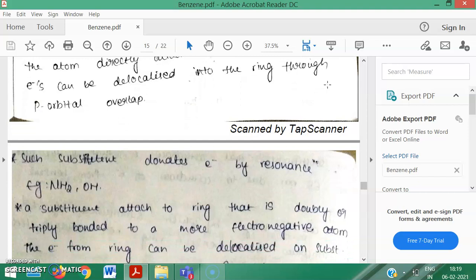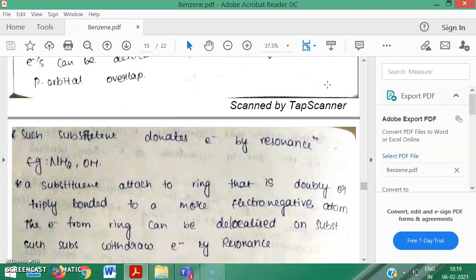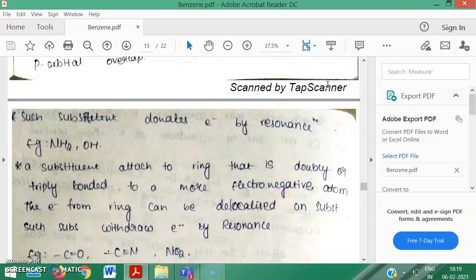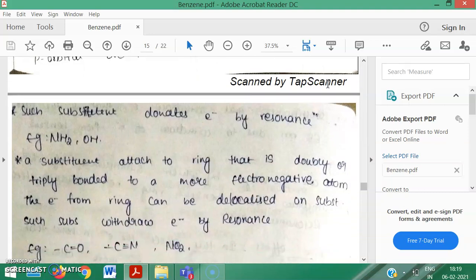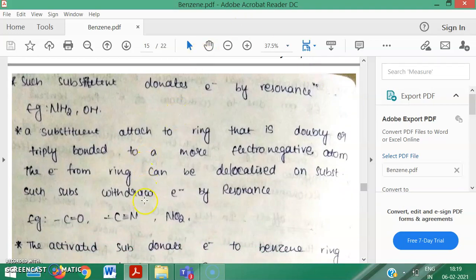Next, a substrate attached to the ring that is doubly or triply bonded to a more electronegative atom can have electrons withdrawn from the ring delocalized onto the substrate. Such substituents withdraw electrons by resonance. For example, the carbonyl group C=O, C≡N, and NO2. They can take electrons from the benzene ring by double bond formation. This is resonance withdrawal.